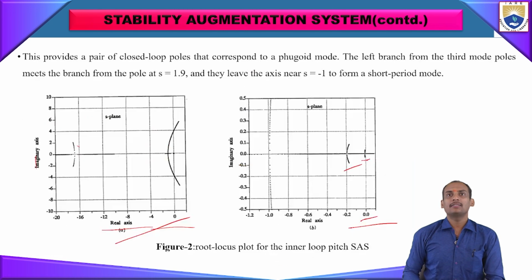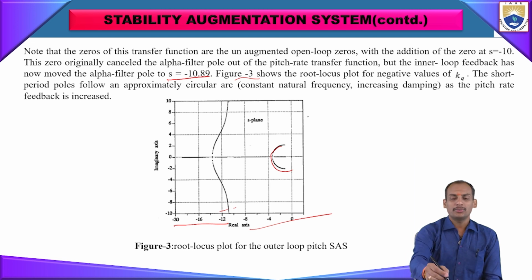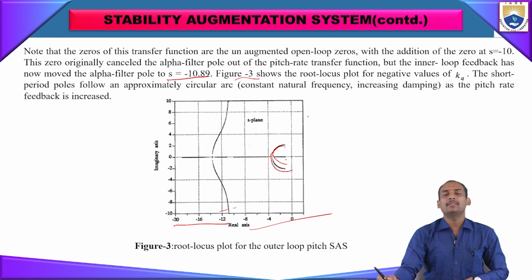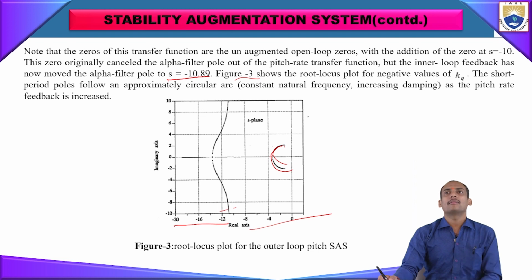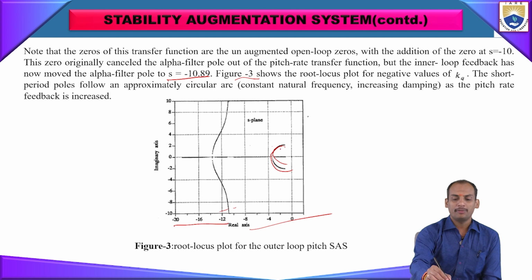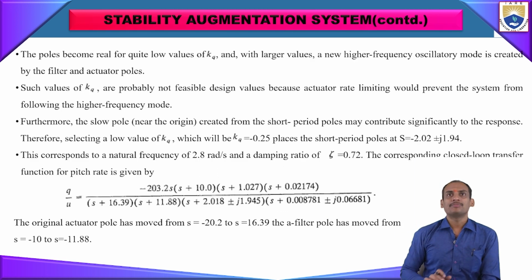So based on this, the KQ values have been increasing, the feedback values have been increasing. See here that the constant arc gives you the frequency and damping ratio effect only. So when the pitch rate feedback is increased, the short period poles follow approximately this circular arc only. That means the natural frequency and damping will be constant.